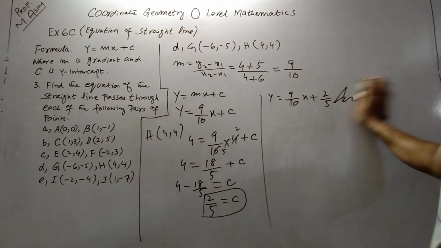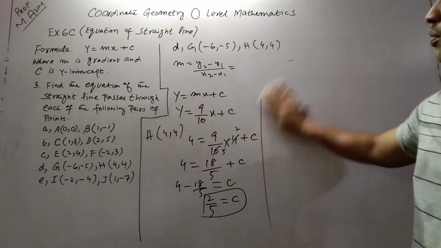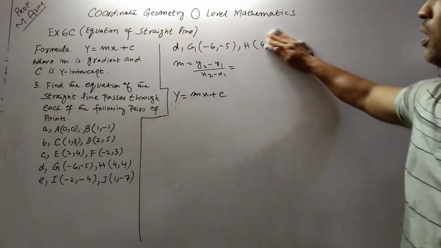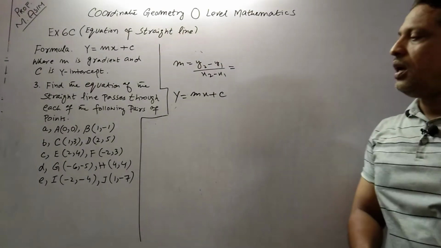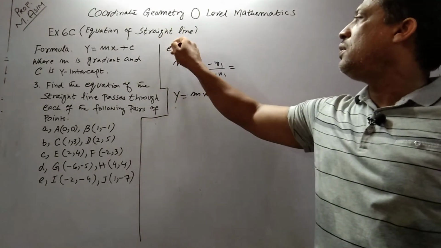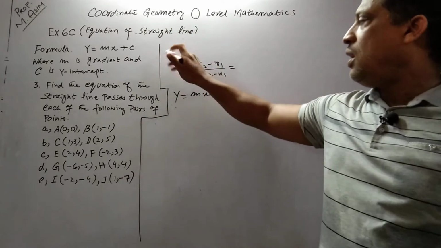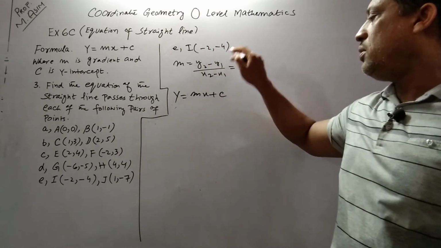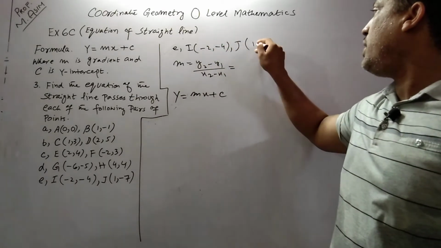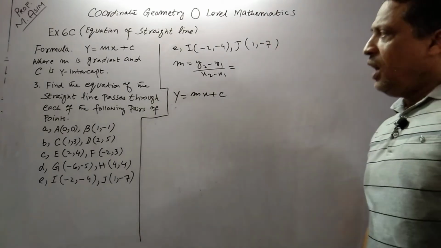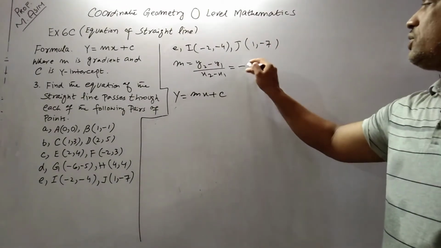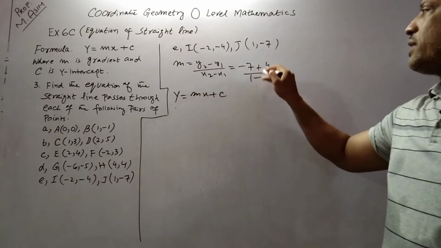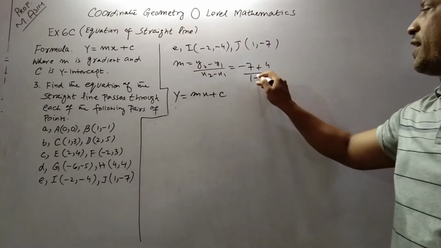Part number E. Part E is I minus 2 minus 4 and j is 1 minus 7. Again find the gradient. Y2 minus y1. Y1 is already in minus, so minus minus is plus, upon x2 minus x1. X1 is already in minus, so minus minus plus.